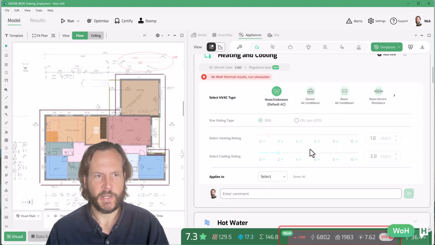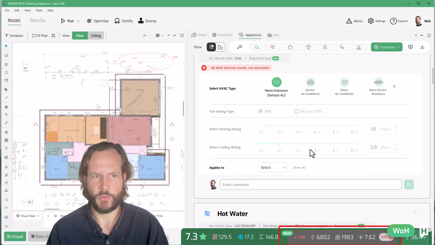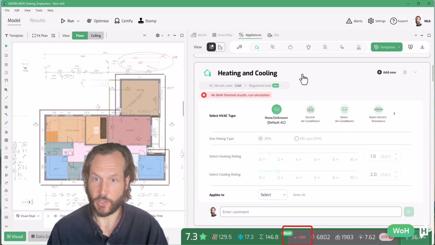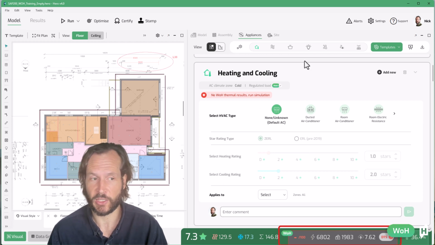You'll see we're already getting these new results down the bottom of Hero in the status bar. We don't have a Whole of Home rating yet because we don't have the Whole of Home NatHERS simulations that will feed into the HVAC loads. So we're missing HVAC in the overall results.